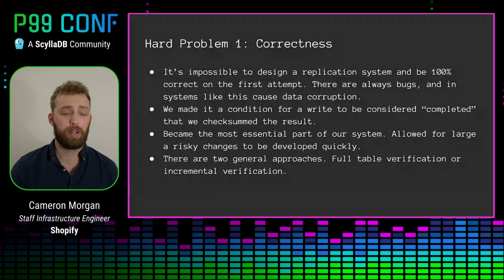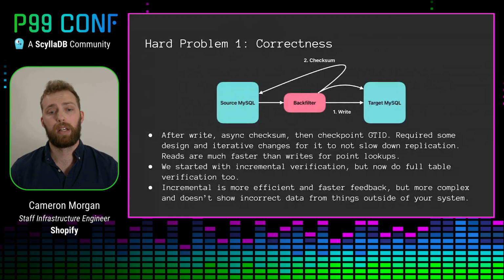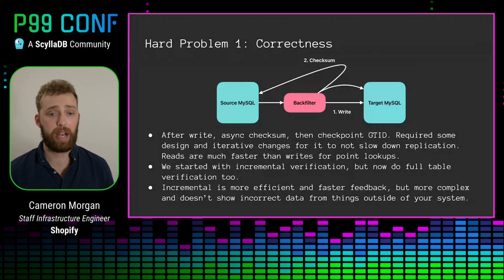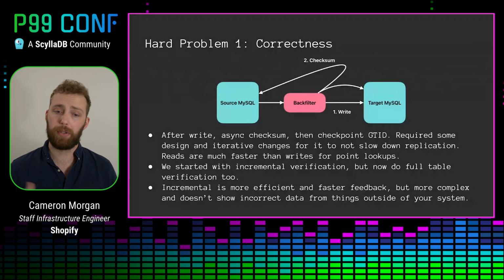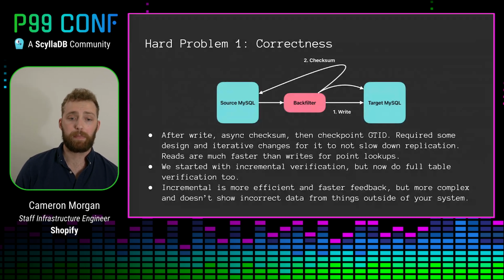There are 2 general approaches, full table verification and incremental. We start with incremental, which is basically you write the data in, you send reads to both the databases, and you make sure the checksums are the same. This, when well designed, doesn't interfere with your replication because you can do it asynchronously, and reads are faster than writes. Sometimes things change so fast, you have to keep trying and you have to back off. It can get quite complex.